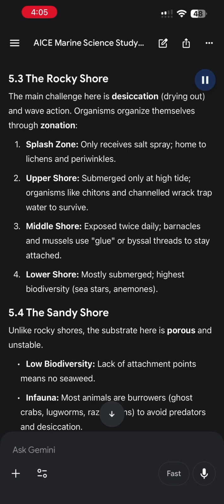3. Middle shore. Exposed twice daily. Barnacles and mussels use glue or byssal threads to stay attached. 4. Lower shore. Mostly submerged. Highest biodiversity. Sea stars, anemones.